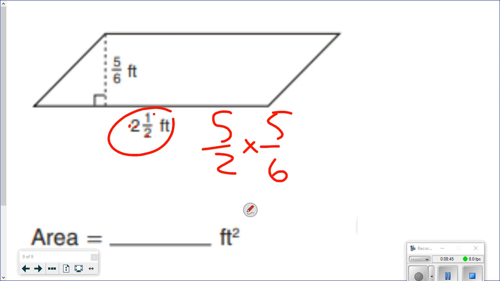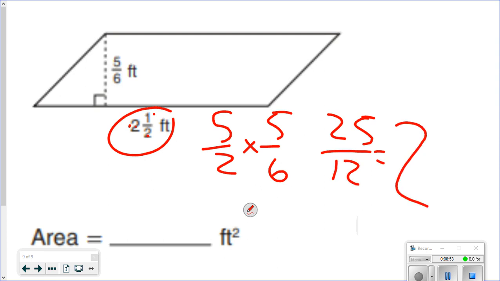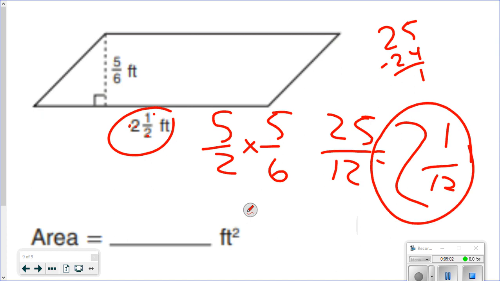I can't cross reduce. 5 times 5 is 25. 2 times 6 is 12. How many 12s go into 25? 2 12s go into 25. 25 minus 24 equals 1. So your answer is 2 and 1/12. Hopefully this helped with your mixed number multiplication.